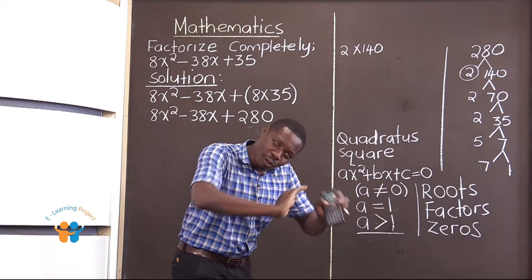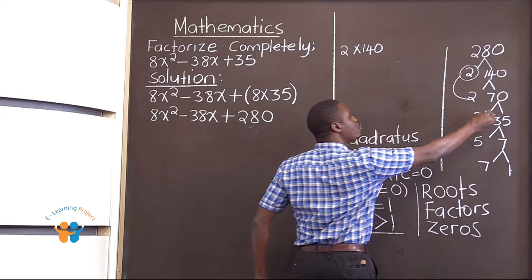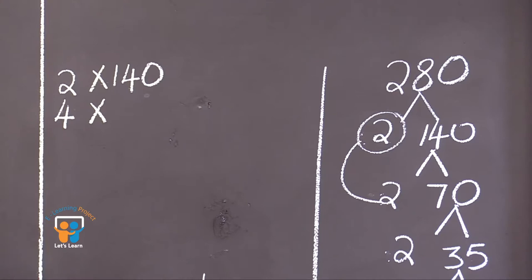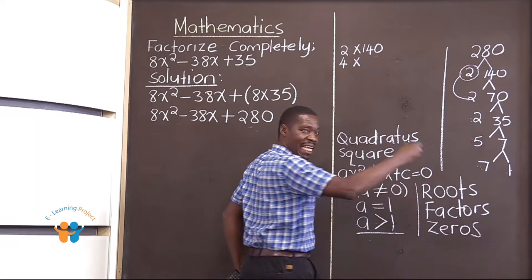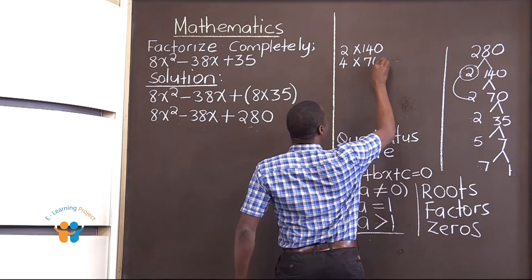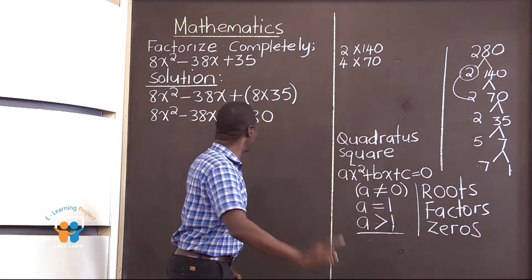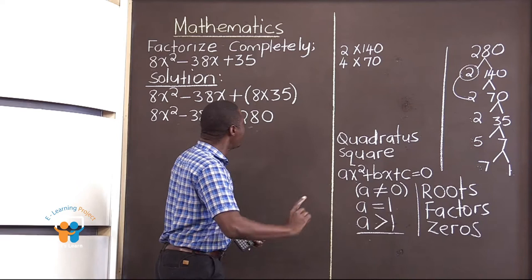So now what are we going to do? We have a 2 and the next factor, a 2. 2 times a 2 to give us a 4. Then the rest, we also multiply them. 7 times 1, a 7. 7 times 5, a 35. 35 times 2, a 70. Now we have a 70. We again repeat, ask ourselves, 4 times 70, is there a possibility of getting 280? Yes, it is there. But can you add 4 and 70 and you get a negative 38?